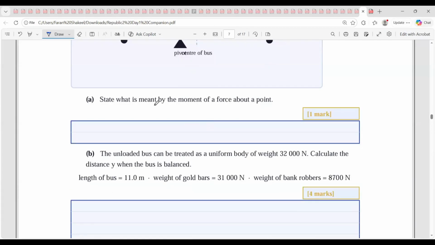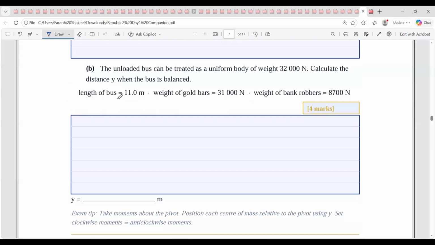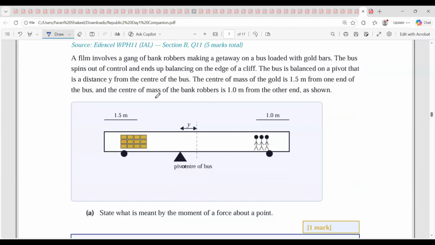Everybody knows what we mean by the moment of forces. The length of the bus is 11 meters. So I'm just going to label it over here. The length of the bus is 11 meters.